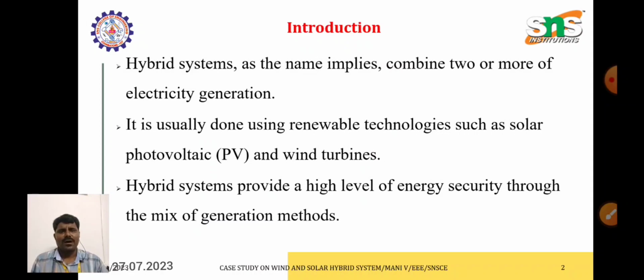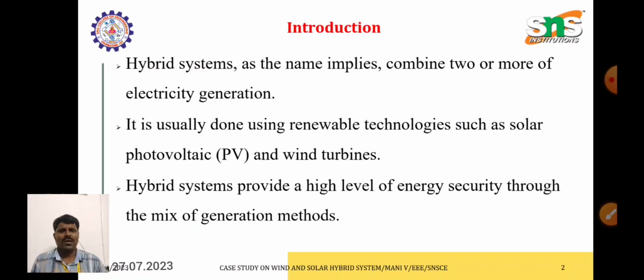Here, the hybrid system of wind and solar, the name implies what is the meaning of hybrid? Hybrid means the combination of two or more electricity generation. When we are combining two or more electricity generation, that is nothing but a hybrid system.